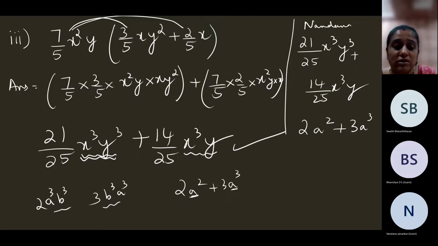But now 2a square and 3a cubed cannot be simplified further because they're unlike terms. But you can always multiply them. What will you get when you multiply?